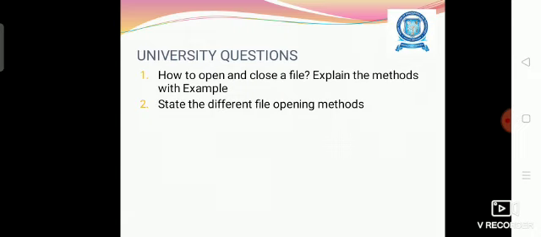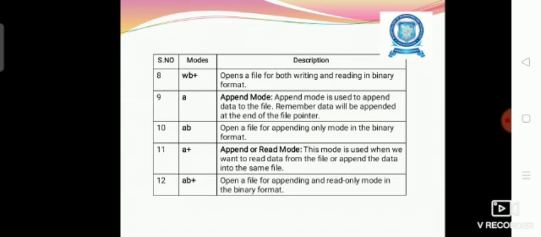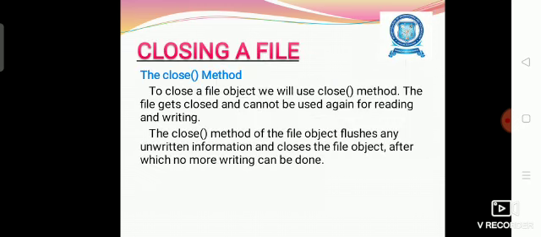Now we can see the possible university questions from this topic. The possible question is probably how to open and close a file and explain the methods with an example. We have to write down the syntax and example for the file open and close methods. State the different file opening modes. This question is very important for the university. We have to list out the file opening modes as given in this particular table.